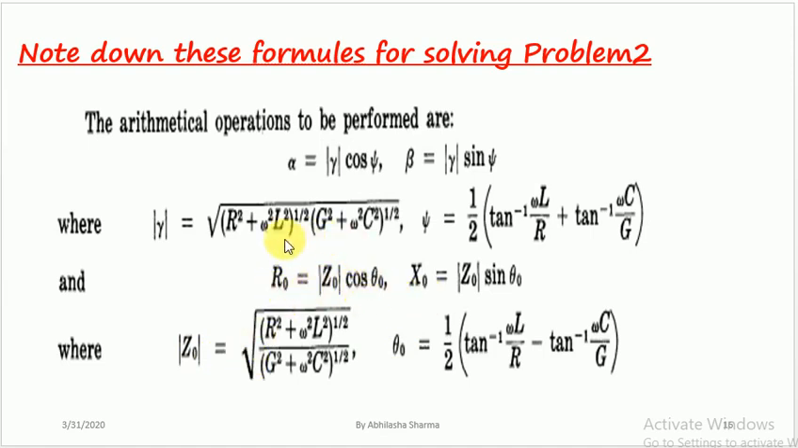This is the real part of this characteristic impedance, and this is the imaginary part. Similarly, what are alpha and beta? Alpha is the attenuation, the real part of the propagation constant. And beta is the phase constant, which is the imaginary part of the propagation constant. So remember these formulas or note them down.